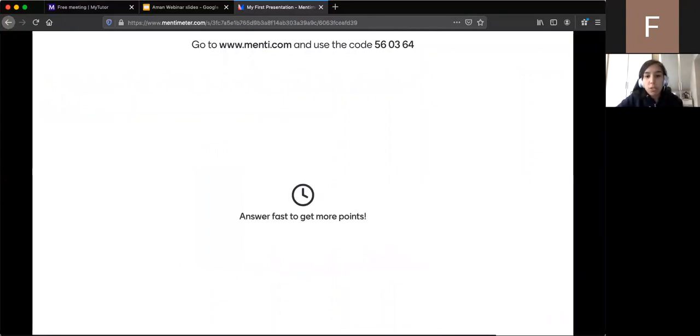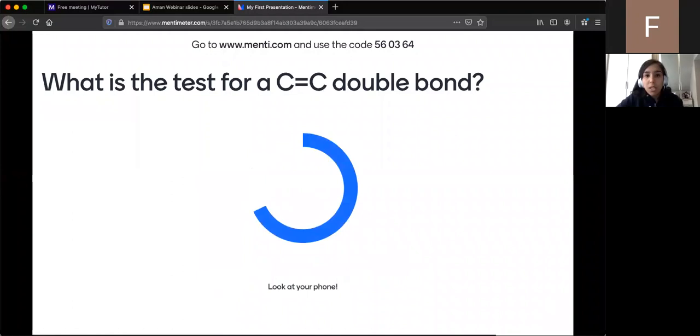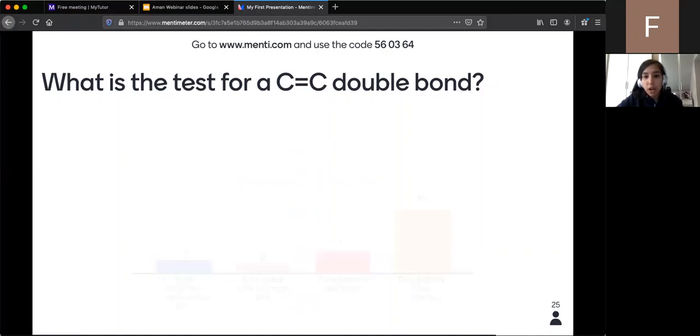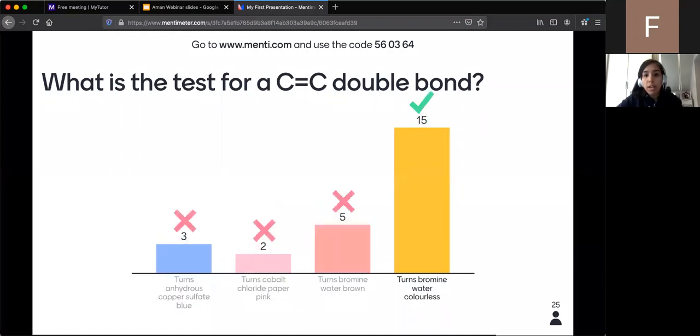Okay, so the next question should be coming up in just a second. What is the test for a carbon double bond? Good. So it turns bromine water colorless. Excellent. So most of you got that. Bromine water starts off brown. That's why that wasn't the correct answer.